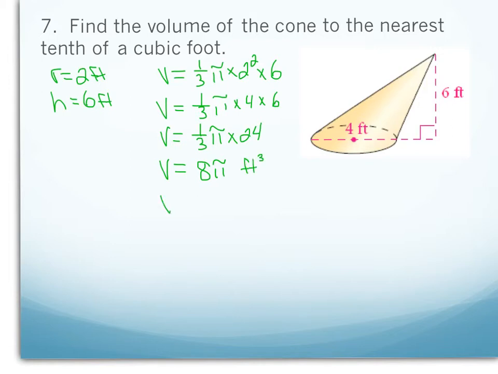And then we want to round that to the nearest tenth of a cubic foot. So multiplying in your calculator and rounding, we get that our volume is about 25.1 feet cubed.